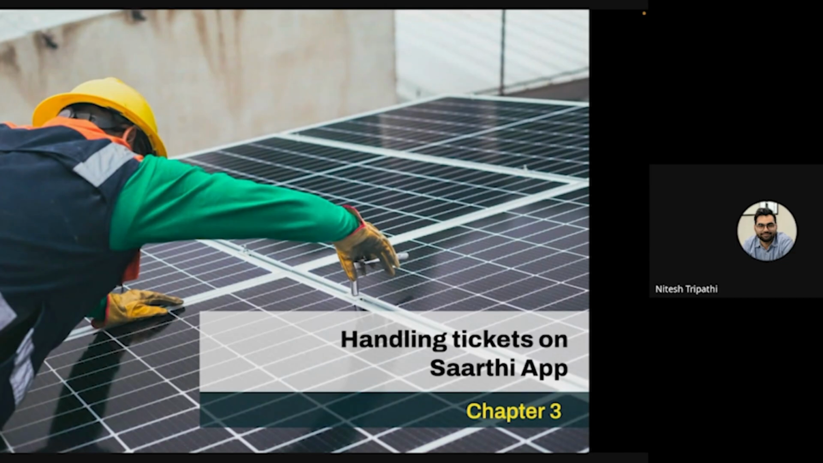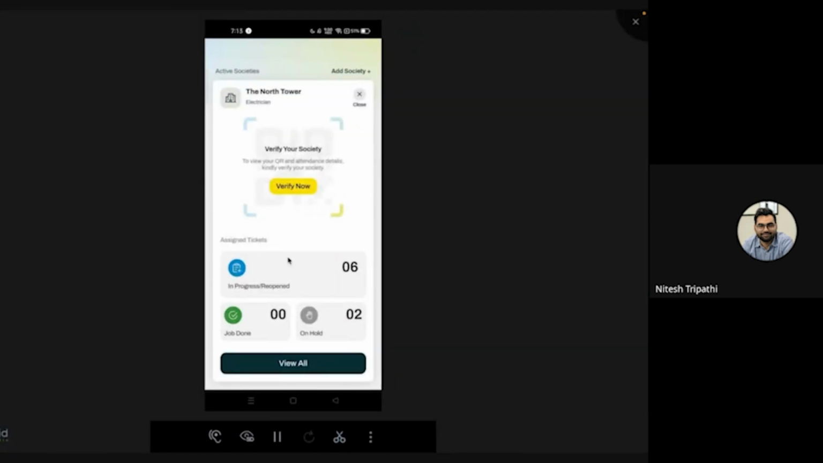Let's see how the staff can handle the tickets through the app. You can see on the home page, the help desk staff can view a summary of their assigned tickets. These are categorized by status. There are open tickets, which include the in progress and the reopen tickets, the on hold tickets, and the job done tickets. This ensures that the staff stays updated all the time.